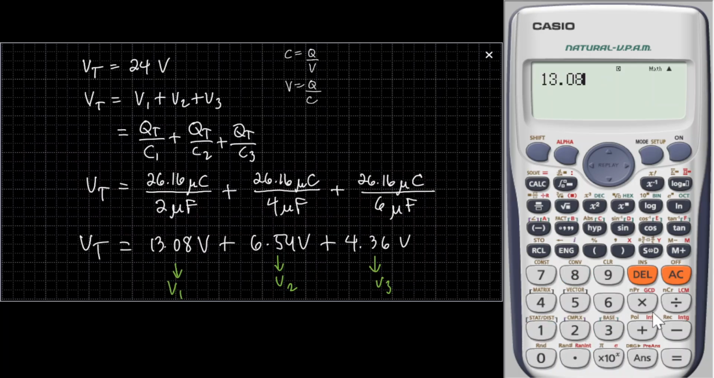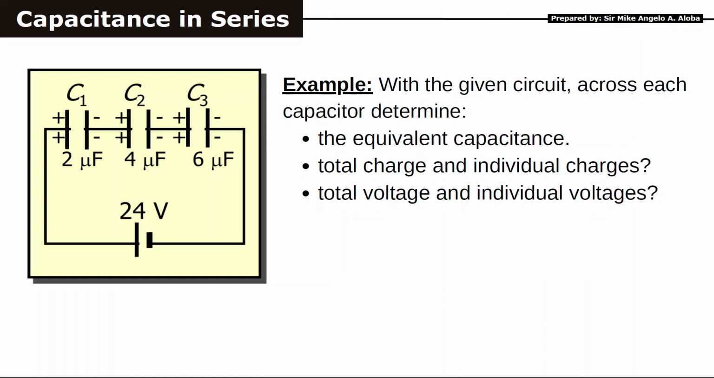13.08 plus this one, this 3. Kung equal ba talaga siya sa 24 volts. So that's another way of solving it, right? Plus 6.54 plus 4.36. And that is equal to, rounded to two significant figures, almost 24 volts, right? So tama yung sagot natin. Okay? Yeah, that's how we answer capacitance in series.